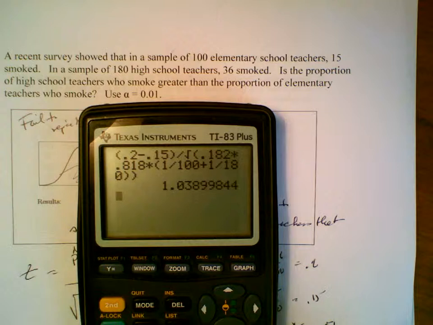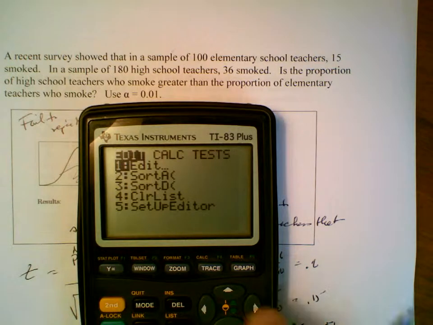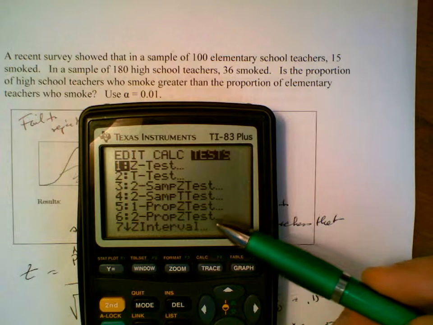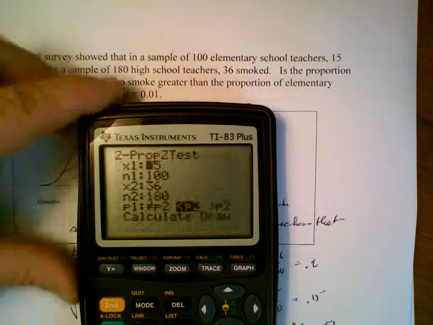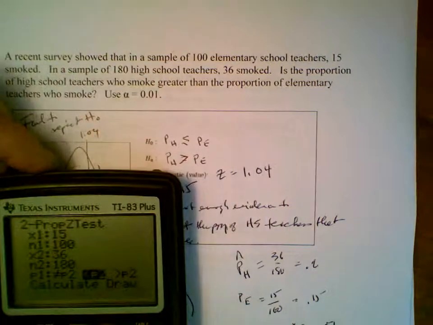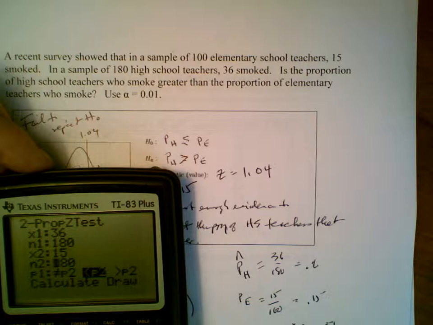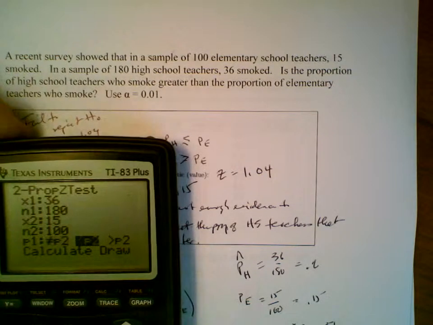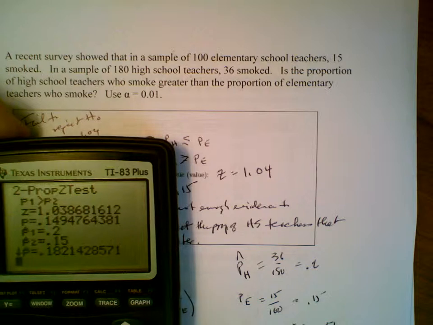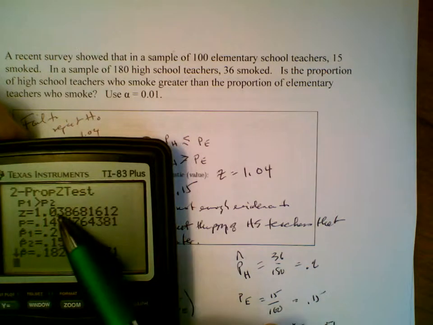Okay. Calculator again. Clear. Stat, tests, 2-prop z-test. That's number 6. X1, that's the high school teachers. That's 36, divided by 180. Elementary is 15 divided by 100, and it's a right tail test, so we want to select right tail. Calculate. Dead on, huh?